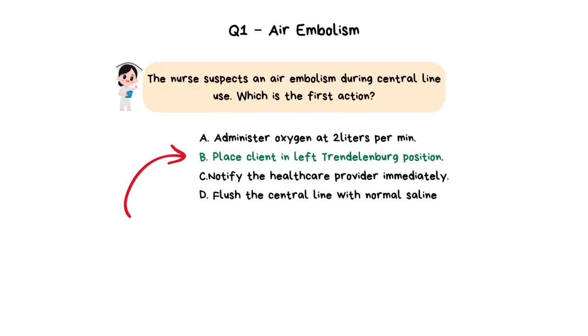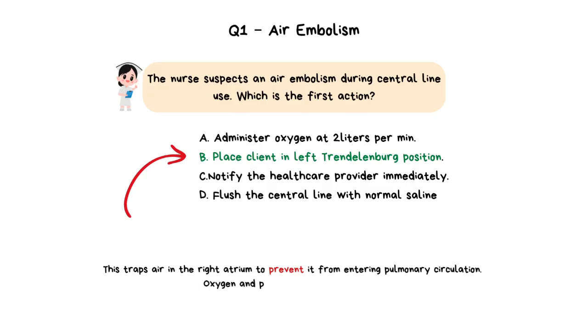The correct answer is B. Place the client on the left side in Trendelenburg position. This position traps air in the right atrium and prevents it from moving into the pulmonary circulation. Oxygen may be given later, and the provider should be notified, but the immediate life-saving action is positioning. Flushing the line is dangerous. It could push more air into circulation.